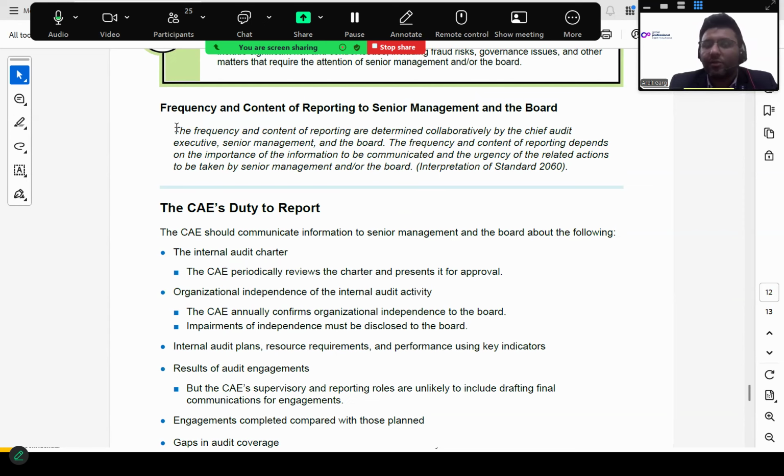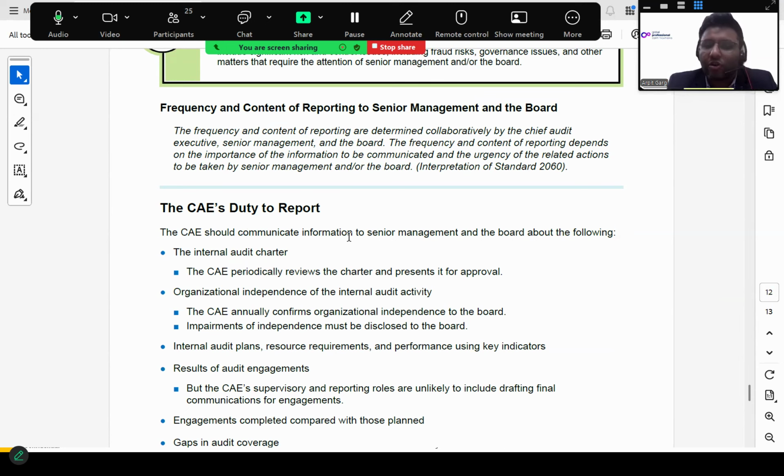For example, what is the minimum frequency to confirm that the engagement function is organizationally independent? People, anyone? Annually. What is the minimum frequency for risk assessment to be communicated? Annually. Right. So what is the minimum frequency to confirm the internal assessment under QIP? It is again annually. The external assessment communication is to be done once in 5 years, right? So all of that is part of the CAE's duty to report.